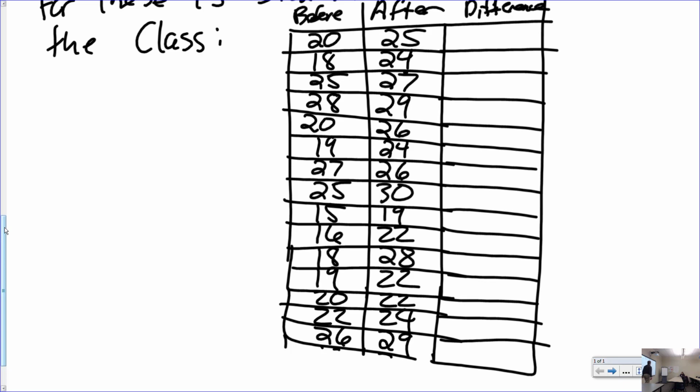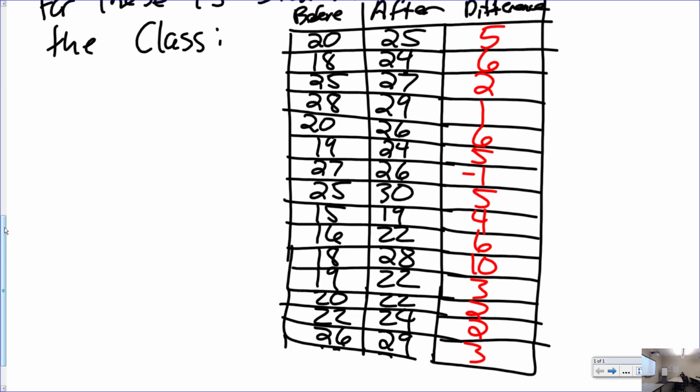So what's 25 minus 20? 5. 24 minus 18? 6. 2. 1. 6. 5. Negative 1. Be careful that you subtract correctly. Don't say that this number is positive 1, right? If you're subtracting in a specific direction, always be consistent. And if a number winds up being negative, let it be negative. It's okay. 10, 3, 2, 2, 3.